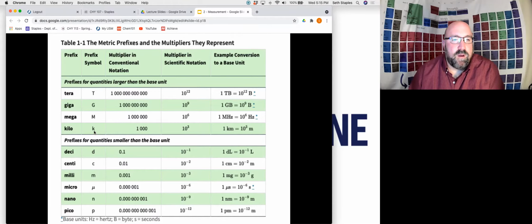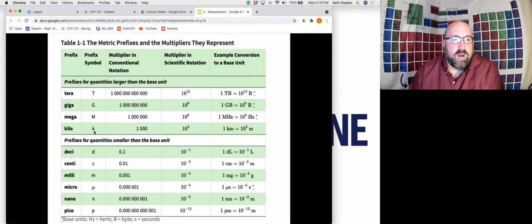If we're going the other direction, if I have .0005 seconds, and I want to convert that to milliseconds. Now I'm here at my base unit with seconds. I'm gonna go to milli, my multiplier here, 3, shows us that I'm gonna move my decimal point 3 spaces. And now I'm going from a larger measurement to a smaller one.